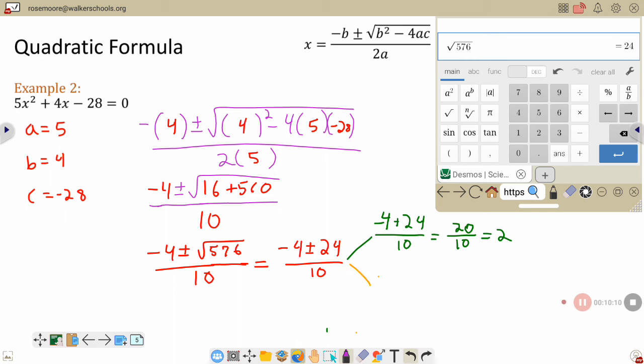And then we're going to have one where we subtract, negative 4 minus 24 over 10. So it's negative 28 over 10. Reduce. That should be negative 14 over 5. What a glorious number that is. All right, so that is the answer, okay? 2 and negative 14 over 5.